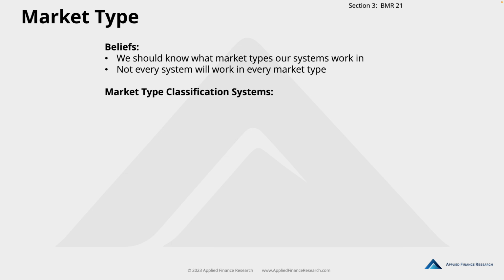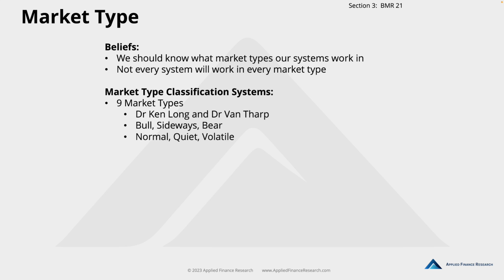So let's take a look at two different ways to classify market type. The first is the 9 market type grid that if you've studied with Dr. Ken Long or Dr. Van Tharp, you may be familiar with. It's a grid with 2 axes. On one axis we have directionality, bull, sideways, and bear. On the other axis we have volatility, normal, quiet, and volatile. This type of market classification system is excellent for swing and intraday systems, and I've seen that work very well in the past. Now, let's talk about how we do it for monthly systems.